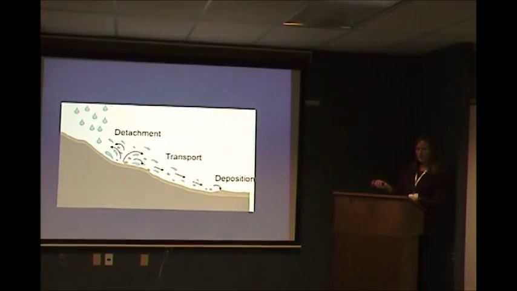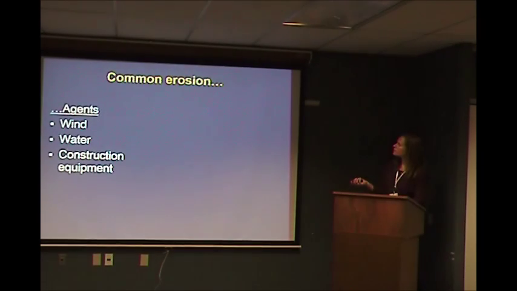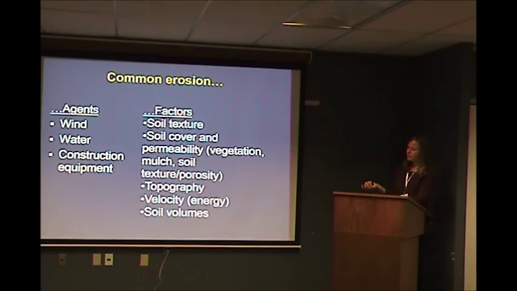So here's just a little image of that. We want to stop the detachment from even occurring. And where that's not possible, we want to at least limit and channelize the transport and then promote the deposition and settling of those sediments. So common erosion agents are wind, water, and construction equipment, and factors that contribute to erosion are soil texture, soil cover and permeability, topography, and the velocity and soil volume.